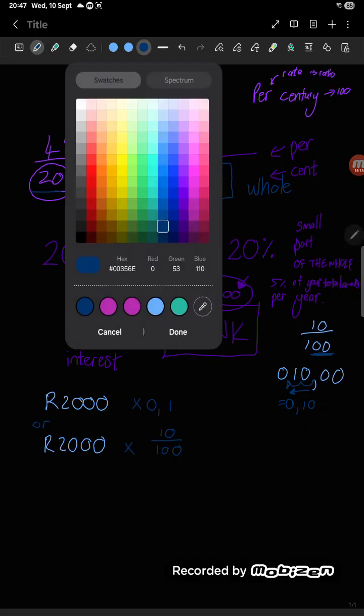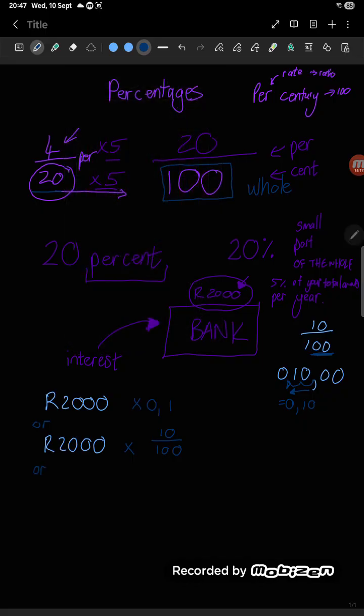Or, and these are just calculations you can do in your head. We learn specific formulas and calculations that make sense to us. Or I can say 2,000, how much is 10 out of 100? It's actually 1 over 10. So I can say times 1 over 10. Do you agree that 10 over 100 is simplified? Divide by 10, divide by 10, I've got 1 over 10.